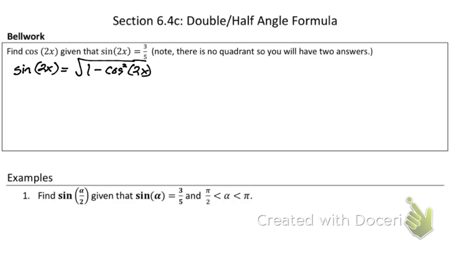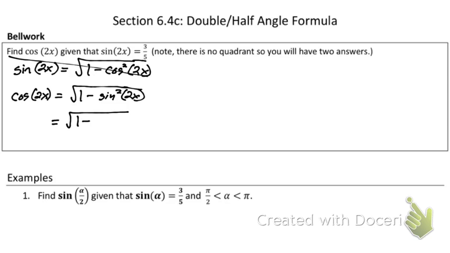Well, on the flip side, we can do the same thing with cosine. We can say cosine of 2x equals the square root of 1 minus sine squared 2x. That all comes from sine squared plus cosine squared equals 1. Well, in this case, I know that sine of 2x equals 3 over 5, so I'm going to use this one. So we don't need this one. We're just going to use the bottom one.